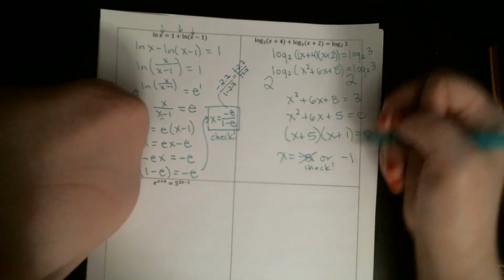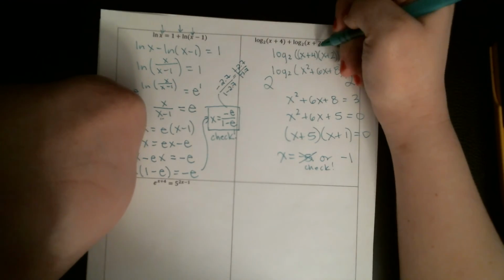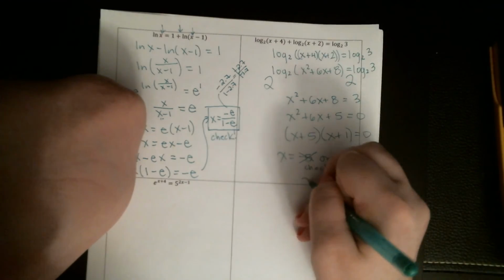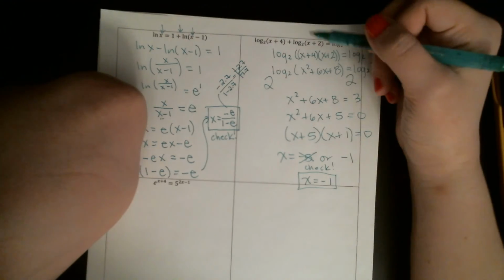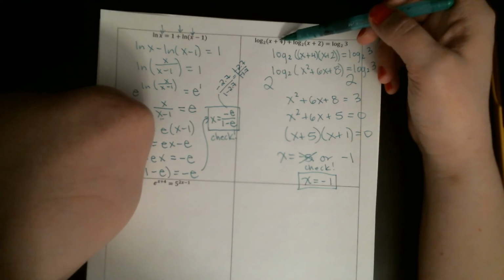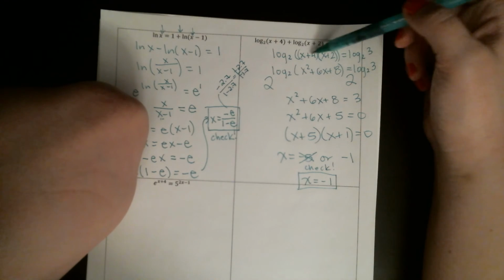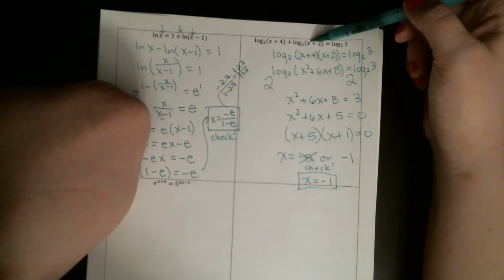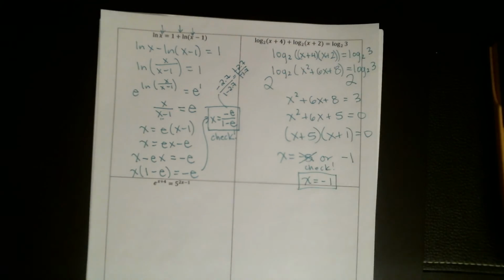If I plug the -1 in, I get the log of 3, that's fine. I get the log of 1, also fine. So that one's looking good. And again, you can check a little more thoroughly if you'd like to make sure that it really is right. We get log base 2 of 3 plus log base 2 of 1, which is 0. 2 to the 0 is 1. So basically, log base 2 of 3 equals log base 2 of 3. That looks fantastic.